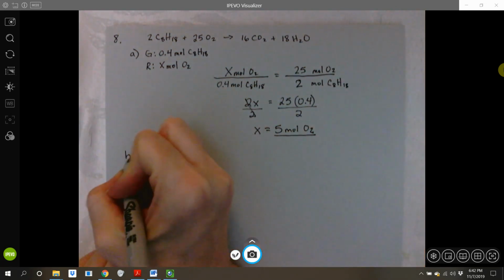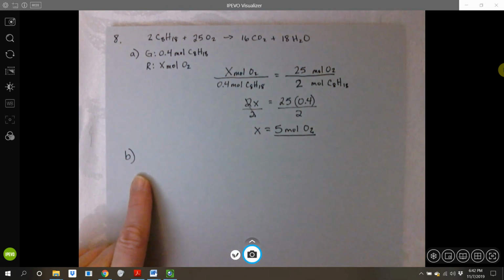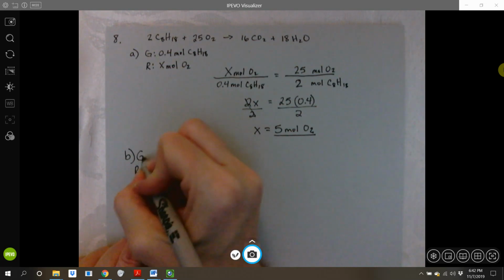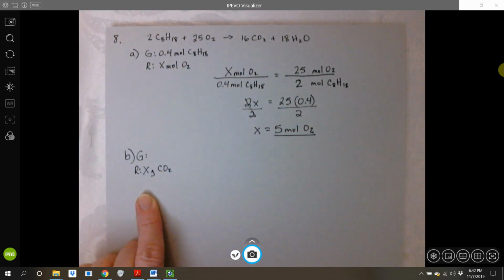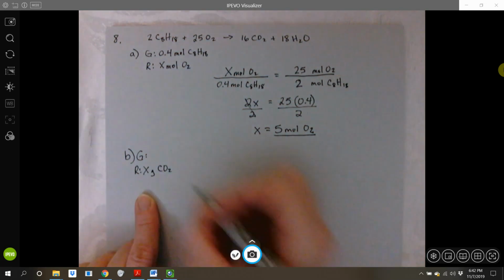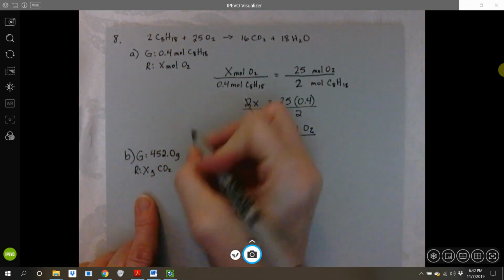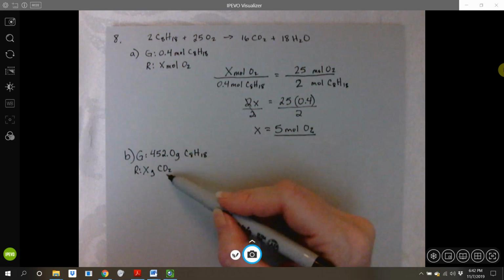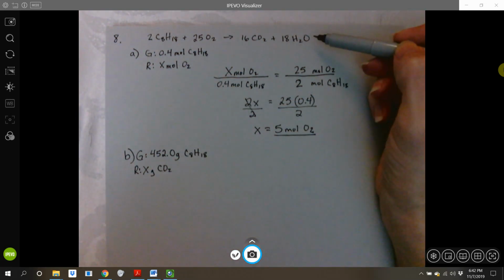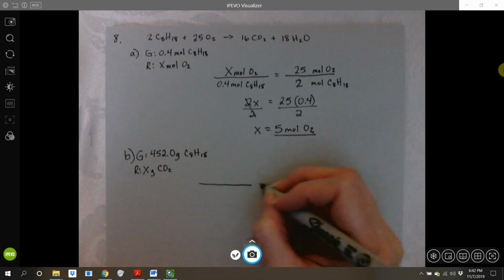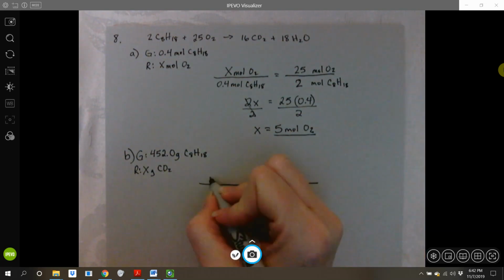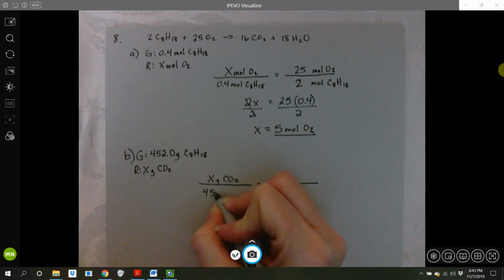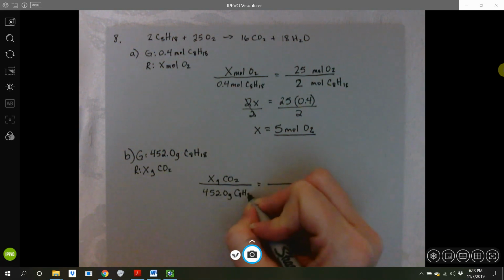Let's look at 8B. According to the same reaction, what mass of carbon dioxide is formed if 452.0 grams of gasoline react? Okay, same kind of situation where we are comparing two different substances and we have a reaction, so we are going to have to set up an equivalent fraction. We'll put our X grams of CO2 required on the top, and our 452.0 grams of C8H18 on the bottom.